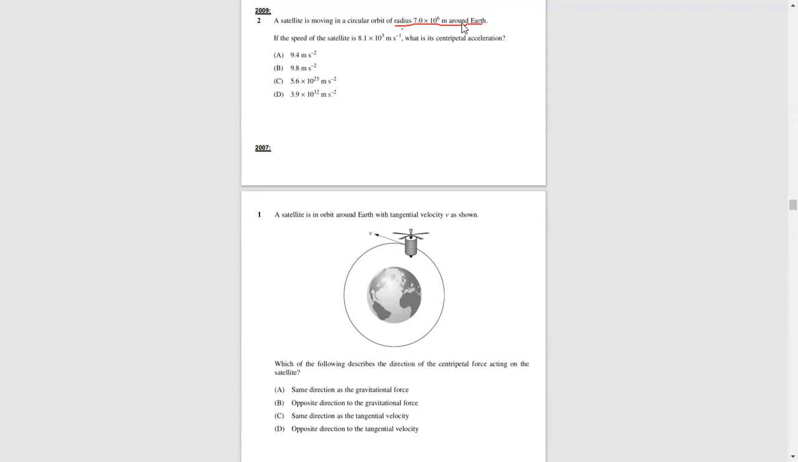What's the central acceleration? This is just a straightforward calculation. Central acceleration is equal to v squared over r. Sub the numbers in, get your answer. Nothing difficult about that one. Okay.